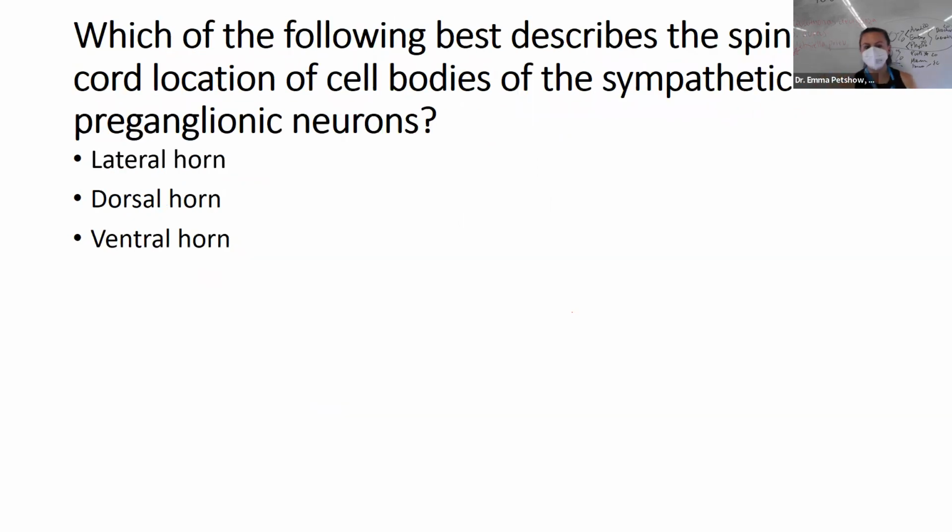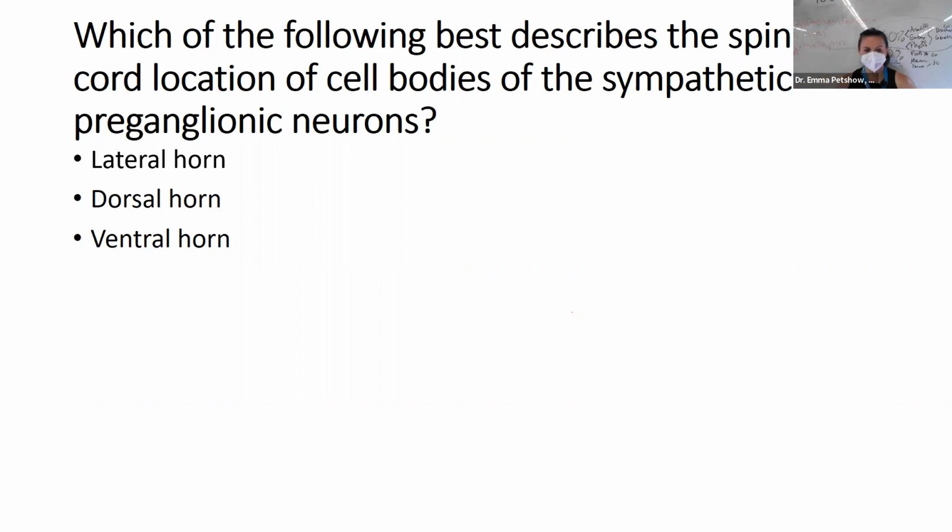It's fine. Okay, which of the following best describes the spinal cord location of cell bodies of the sympathetic preganglionic neurons? Oof. Okay, another anatomy question. Either you know this or you don't know this. So this is prior to them exiting the spinal cord. Is it in the lateral horn, the dorsal horn, or the ventral horn?